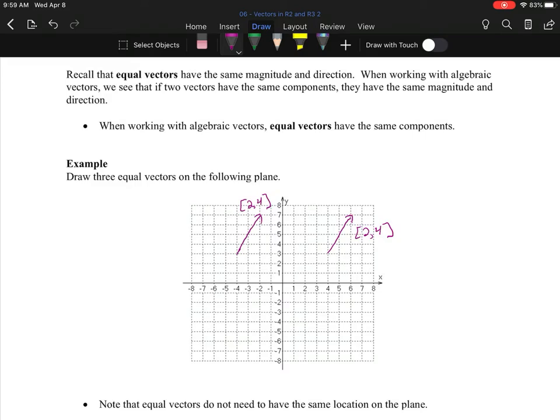And as the chapters go along, you'll see why that has to be, that these vectors have to be considered equal when they have the same components, even if they're not at the same spot. So this question said draw 3 of them. So here's the third one.